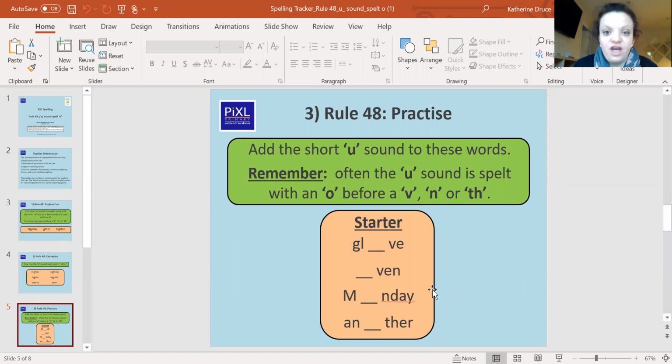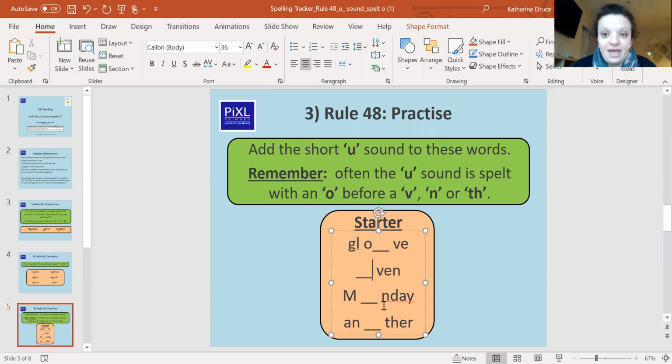Okay, right, let's go through the answers. So we've got the word glove, and that's because the sound is before the V, so we're going to use an O. We've got the word oven, and the sound is also before the V, so we're going to use an O. Monday is before an N, so we're going to use an O. And another, we've got the sound before the th, so we're going to use an O, another.